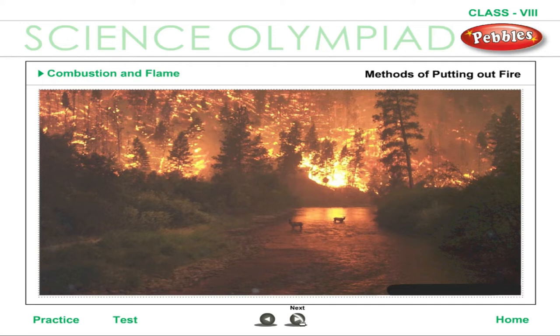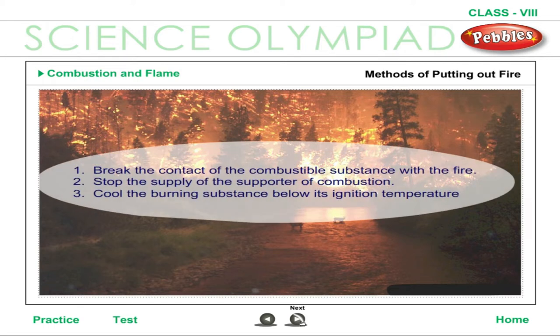What are the steps to be taken for putting out a fire? Break the contact of the combustible substance with the fire. Stop the supply of the supporter of combustion. Cool the burning substance below its ignition temperature.